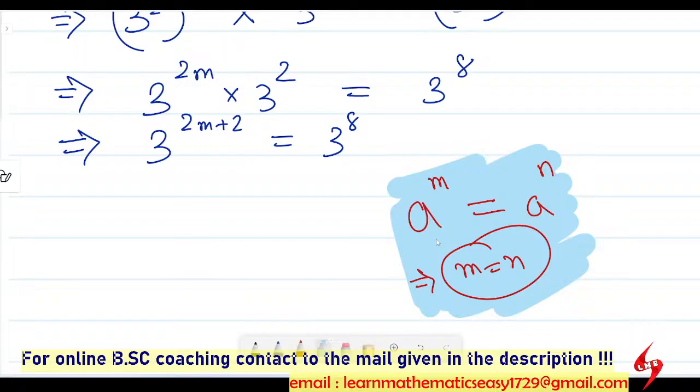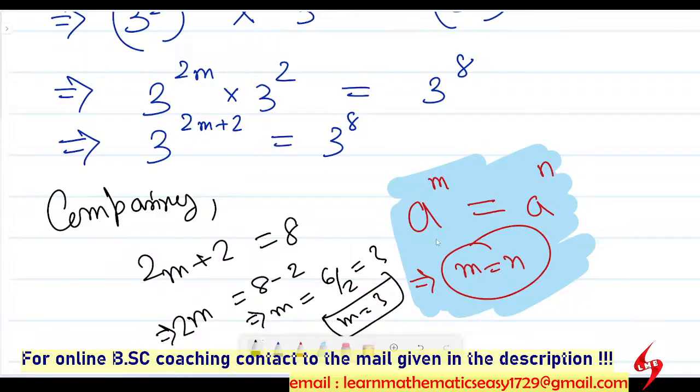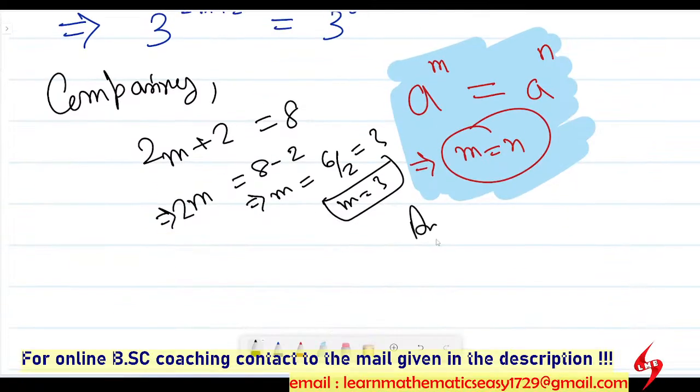So here in both sides you can see 3 as the base. So comparing, we can say that the powers will be the same. 2m will be 8 minus 2, and m will be 6 by 2, that is 3. So this is my required value of m. This is my answer. Okay.